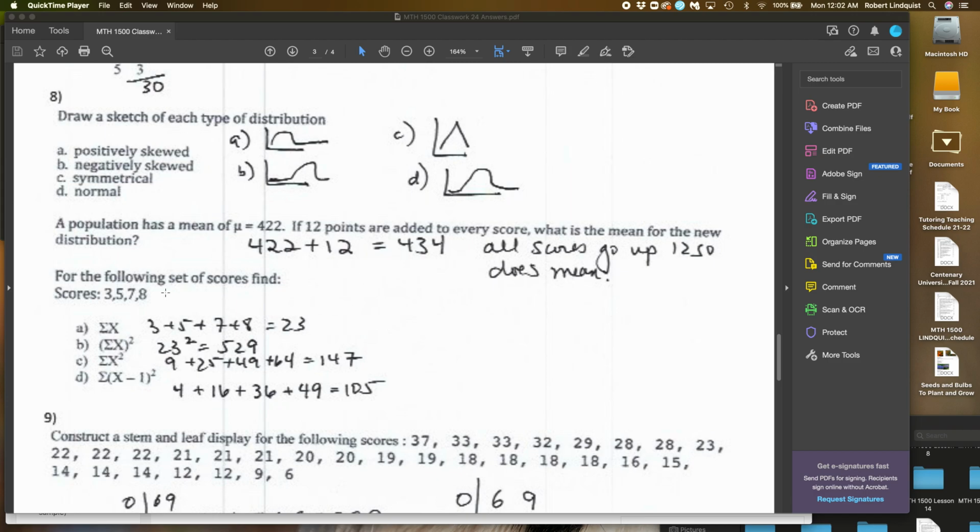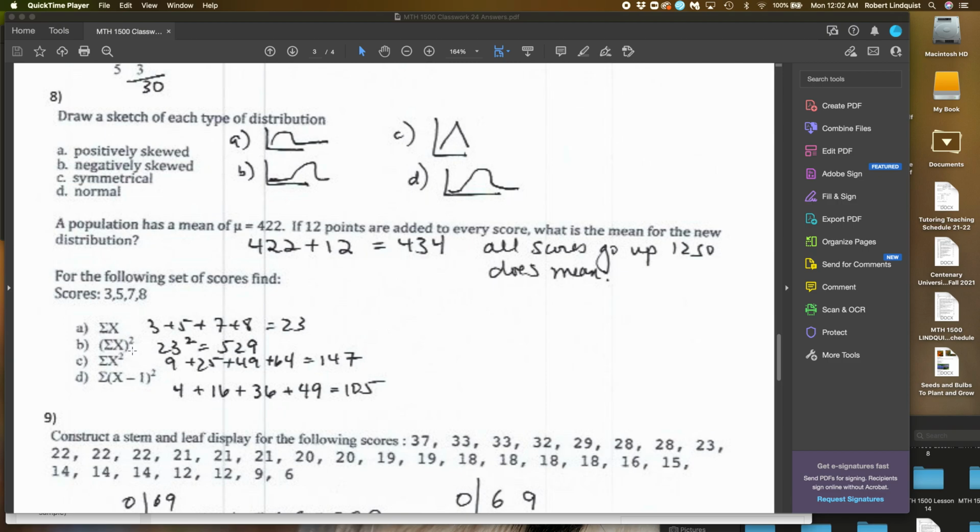Next up, for the following sets of scores, find the sum of x's. So that just means add 3, 5, 7, and 8. That's 23. Then this means the sum of the x's, because it's in the parentheses, squared. So I've got to do that 23 squared. I get 529.